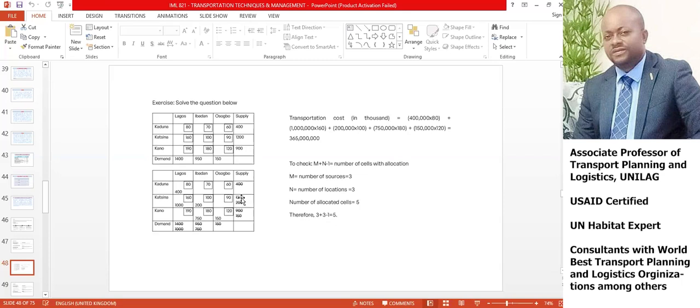Yes, so that means we are here. We have demand here at the point of 900. At the point of 900, we are left with 750 here. We have enough. Take the whole 750 that is remaining. So that means this place now has 150. Originally what they need from Oshogbo is 150, so we give them the 150. Okay.